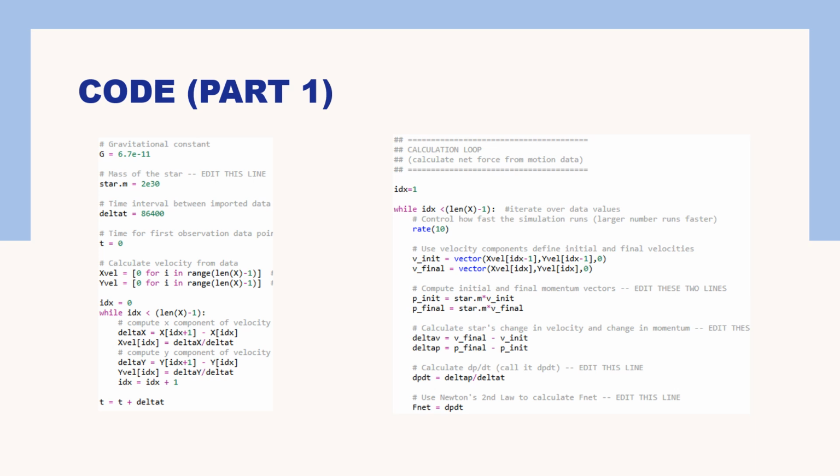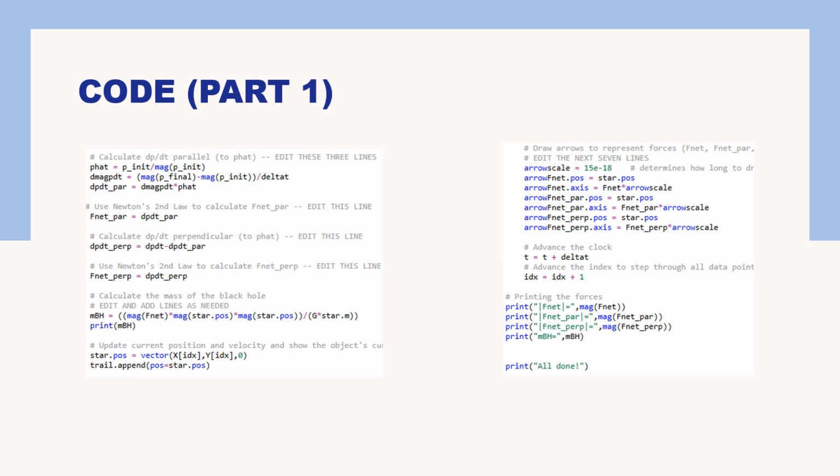I used these to define the initial and final velocity and multiplied them by the star's mass to calculate the initial and final momentum. Then I determined the changes in both from initial to final as delta v and delta p. dp dt was the change in momentum over the change in time, which was equal to Fnet.